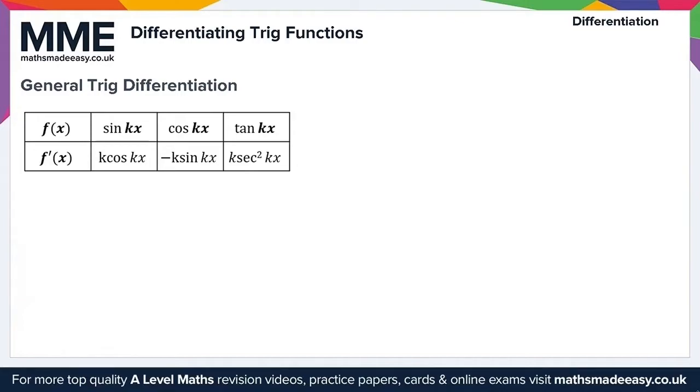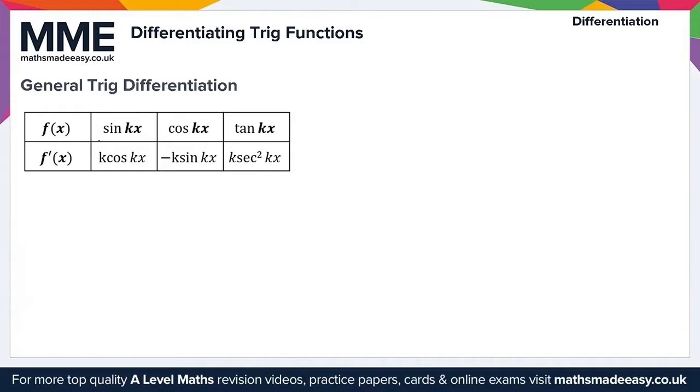Let's take a look to start with at some general trig differentiation, and we can see this in the form of this table presented now. If we start with the three most basic trig functions here, so sin x, cos x and tan x, we've noticed we've got this coefficient here of k for each function. This is to show us the behaviour when we differentiate these functions with respect to x.